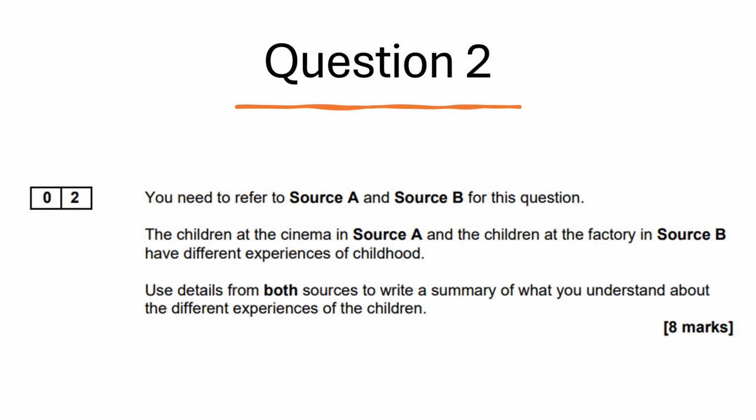But it says, and this is the question from that paper, refer to source A and source B, so you can take your evidence from across both sources. The children at the cinema in source A and the children at the factory in source B have different experiences of childhood. Use details from both sources to write a summary of what you understand about the different experiences of the children. This could be similarities or differences. Sometimes it says similarities, sometimes it says differences. So just make sure you read the question. But the key is summary.